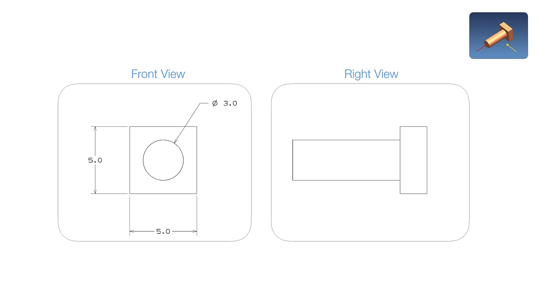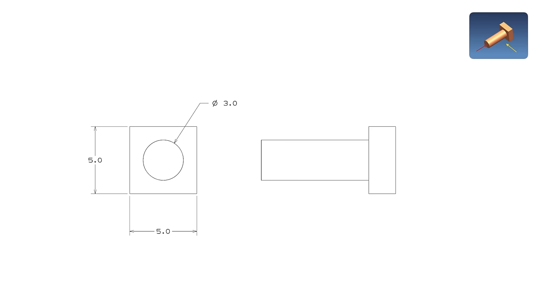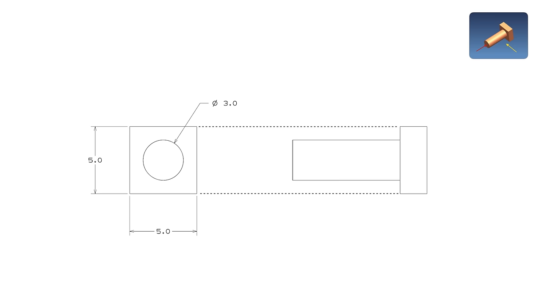You could also give them descriptive names like front view and right view if you want to. The two projections must be in the same scale. It doesn't matter how close or far away the new projection is from the base view, but what does matter is that the top and the bottom line up, and every single feature down the line lines up as well.